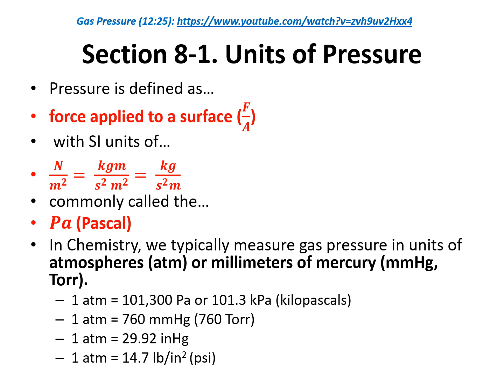So how does that chemistry unit compare to the SI unit for pressure? Well, there's about 101,000 pascals in one atmosphere. And one atmosphere contains 760 millimeters of mercury, or torr. Sometimes you'll see the old English units for pressure. You might see inches of mercury, or you might see pounds per inch squared, PSI. And so we want to be able to interconvert between all of these different pressure units. So that's what we're going to look at to start with.